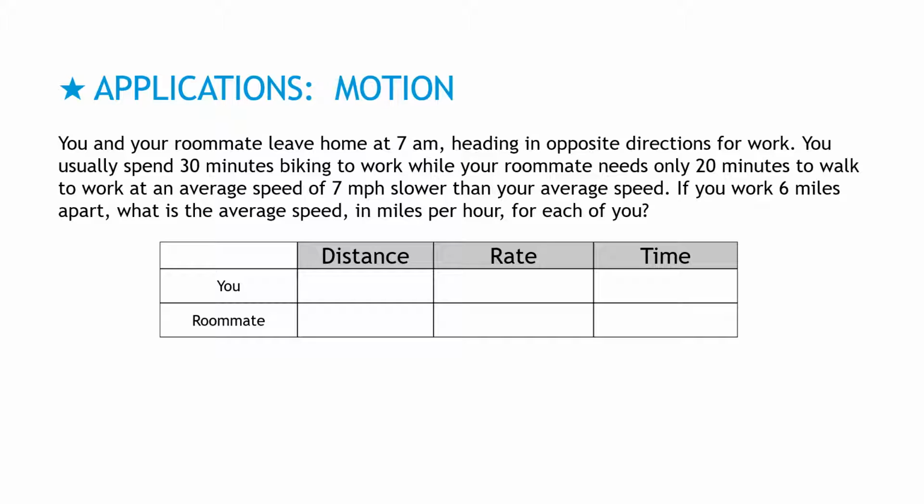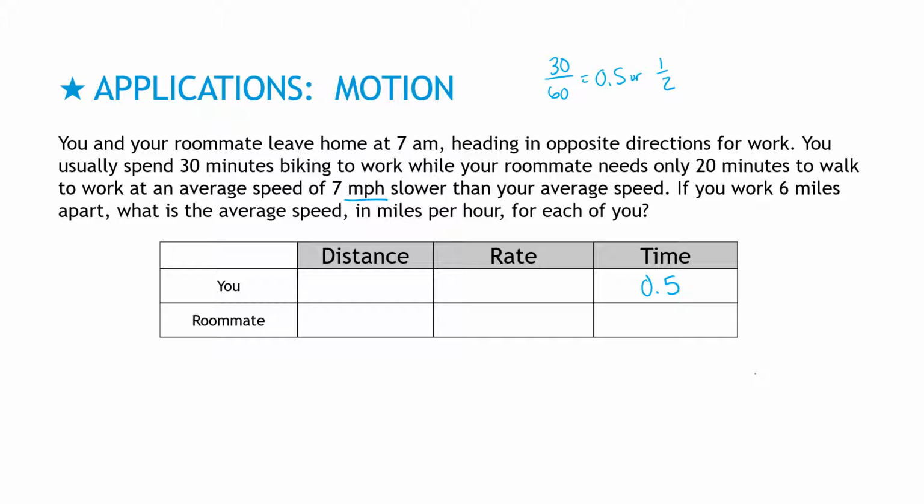So me, time 30 minutes. Now I have to do this in hours because notice my rate is in miles per hour. So we don't want to get into a situation where we're multiplying hours by minutes, etc. So my time is 30 minutes out of 60 minutes, which is 0.5 or 1/2. So because 0.5 is a nice decimal, I'll go ahead and use it.